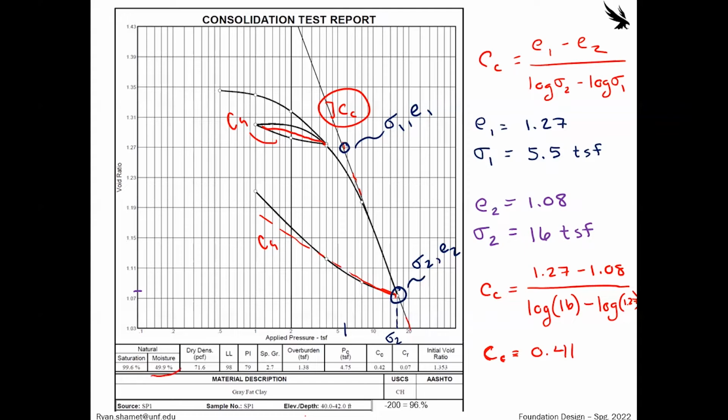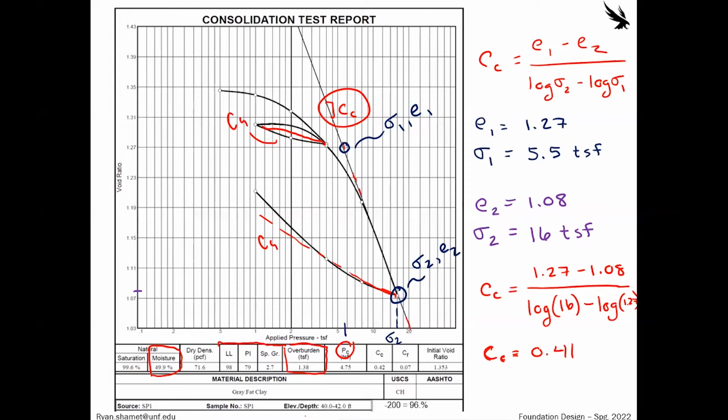We see these moisture contents down here. So the natural moisture content, it was determined that the moisture content of the soil was 50%. Other things like the Atterberg limits, if you remember here, the liquid limit, plasticity index. We have the pre-consolidation pressure of 4.75. And then we have the current overburden pressure of 1.38.